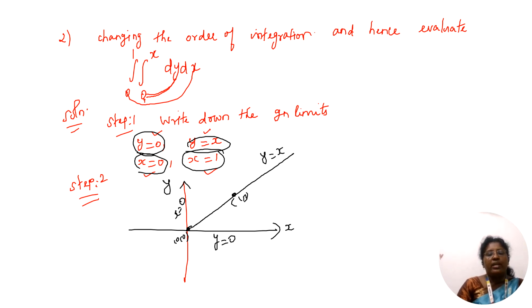Then there is one more line, x equal to 1. So this line will be x equal to 1. Okay, now we'll shade the region of integration. The given region is bounded by y equal to 0, x equal to 1 and x equal to y. So we'll shade the region of integration. So this is the region of integration.